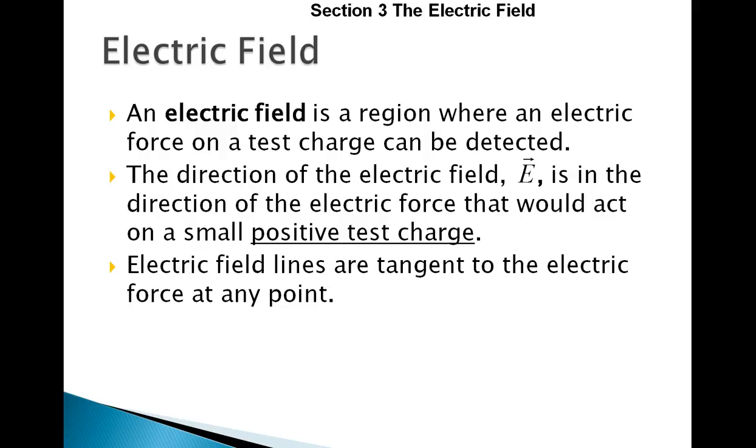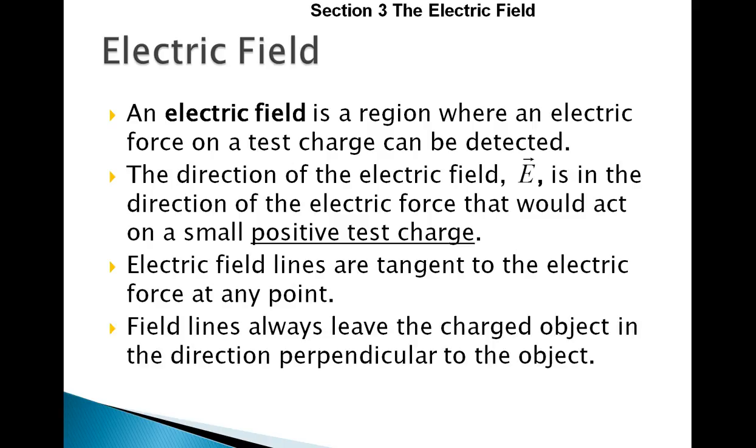A couple more rules to do with electric field lines. These will make more sense when we see the pictures that are coming up. One is that the field lines are tangent to the electric force. I'll give you an example of that on a picture. So that gives you the direction of the electric force. It doesn't mean that a charge would necessarily follow a field line, but it would give the direction of the force on it at any time or any point. Another rule is that the field lines leave the charged object in the direction perpendicular to the object. Again, I'll show you that on the diagram. And the last one is that field lines won't cross each other.